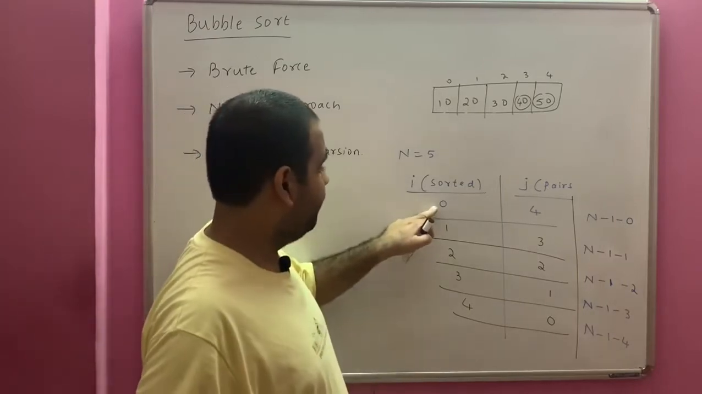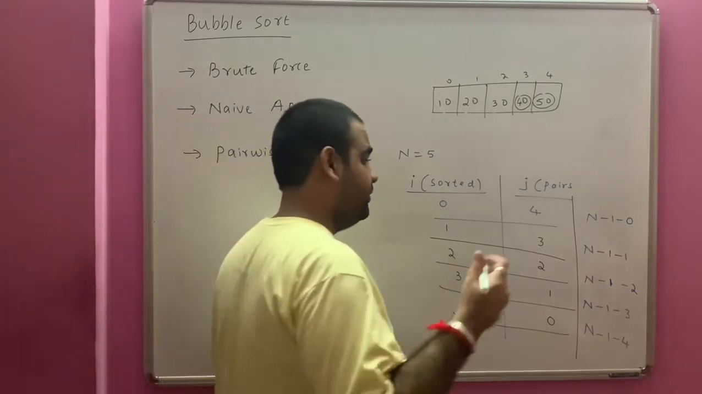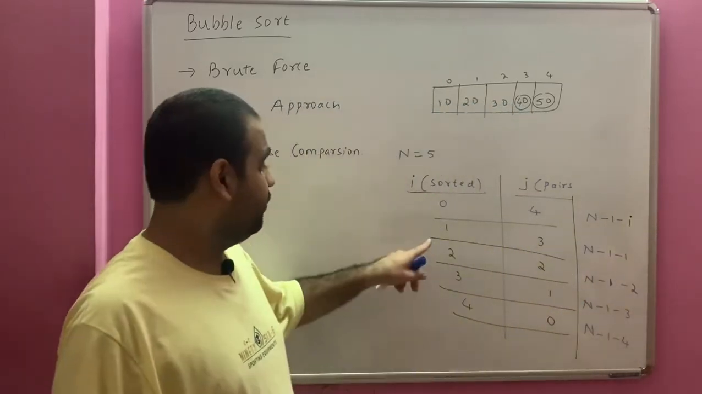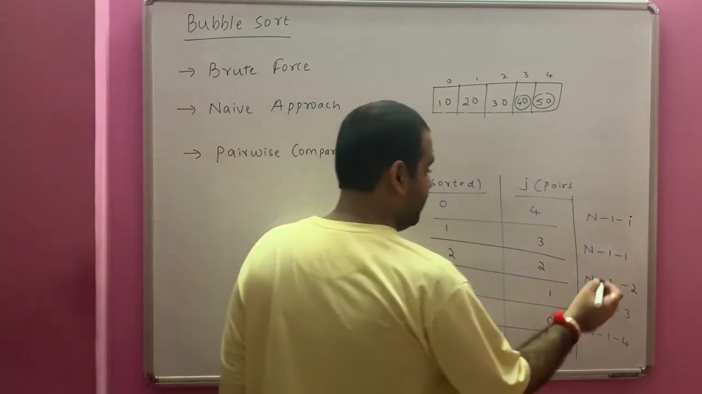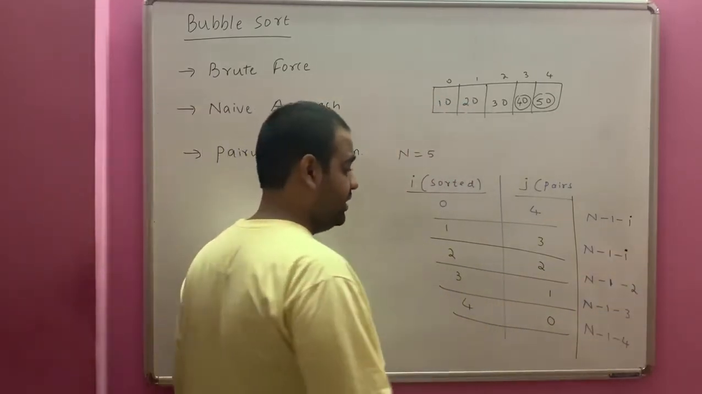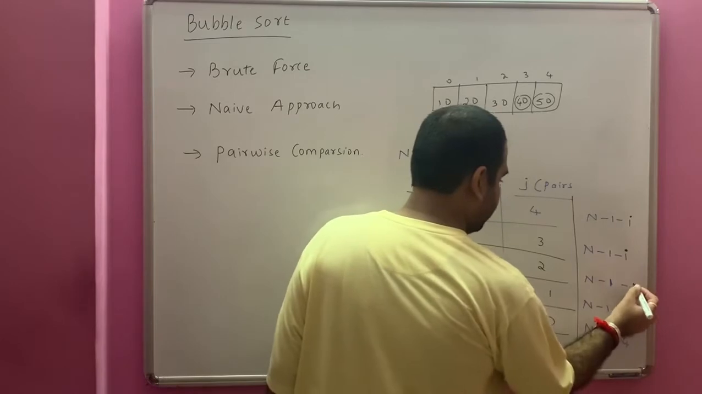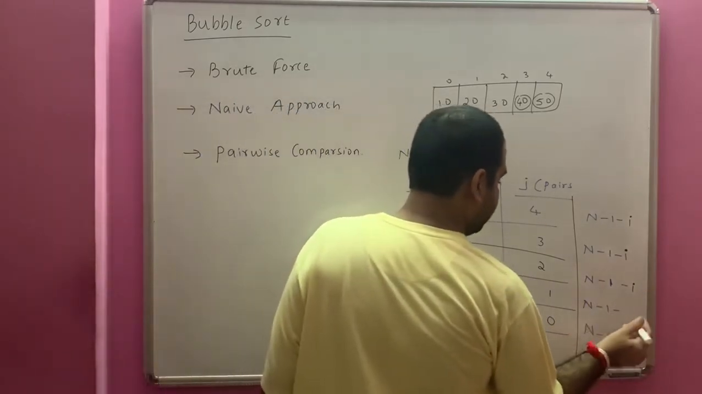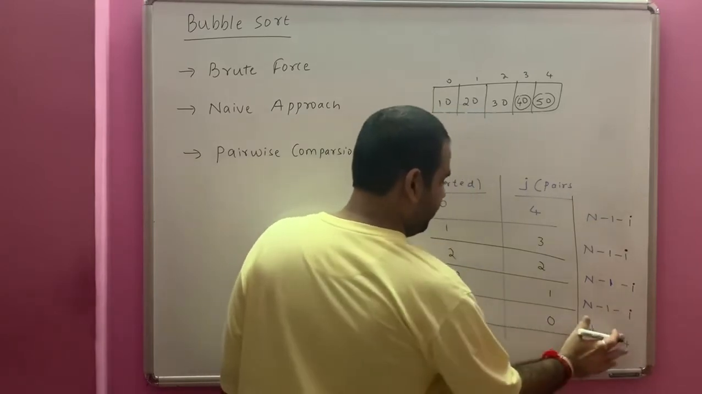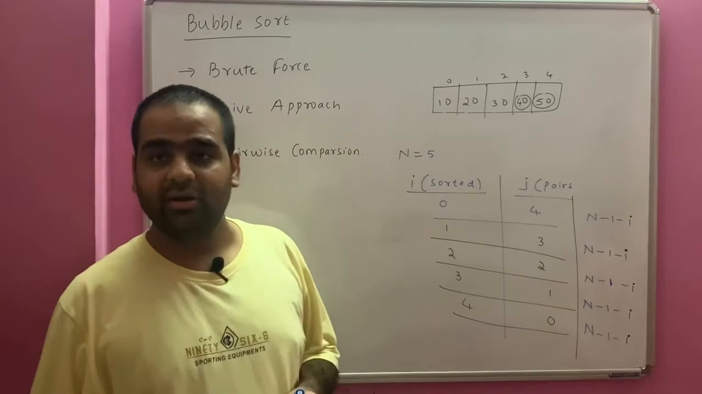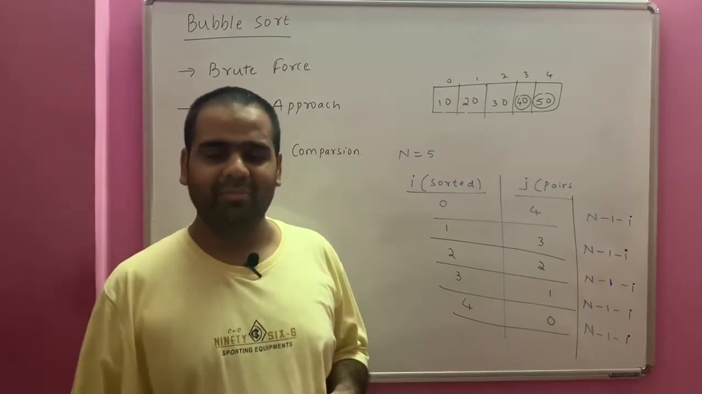Now what is the value of i? 0. Therefore wherever there is 0 I can write it as i. What is the value of i? 1. Wherever there is 1 I can write it as i. What is the value of i? 2. Wherever there is 2 I can write it as i. What is this? 3. Wherever there is 3 I can write it as i. This is 4. Wherever there is 4 I can write it as i. Therefore how many pairs are there? N minus 1 minus i pairs are there.